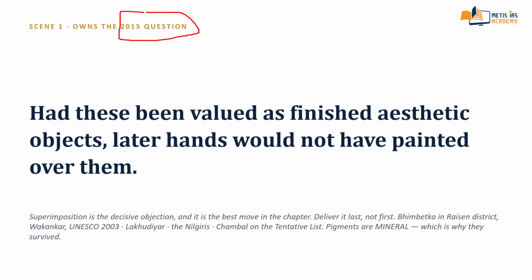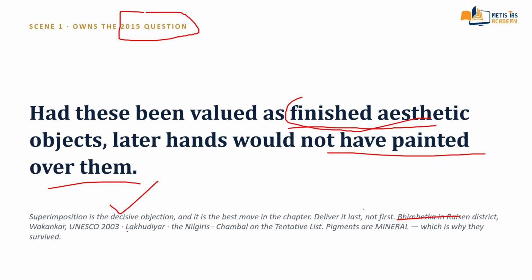So in what we discussed so far, had these been valued as finished aesthetic objects, later hands would not have painted over them. Superimposition is the decisive objection, and it is the best move for the chapter. And Bhimbetka is in Raisen district, Wakankar, Lakhudiyar. These are mineral pigments, which is why they survived.